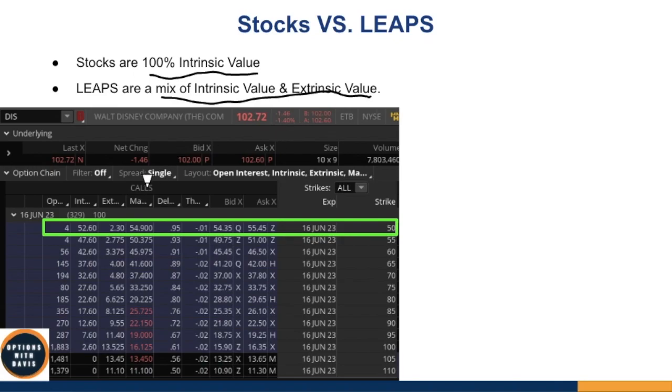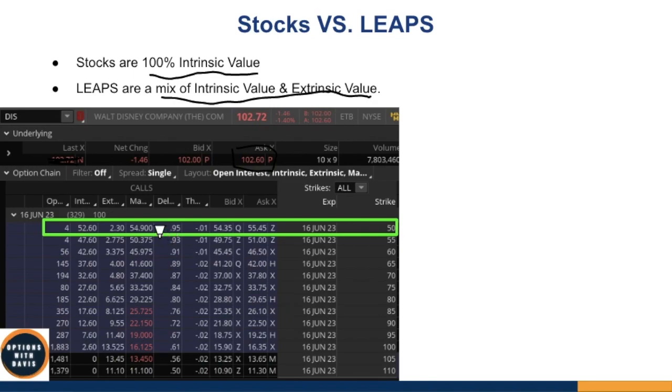If you take a look at this option chain down here of Disney, first of all, I want you to take notice that the price is actually 102.60. This is the last traded, but we don't want to see this, because right now, if you go to the market and you hit the ask, you can buy it for $102.60.